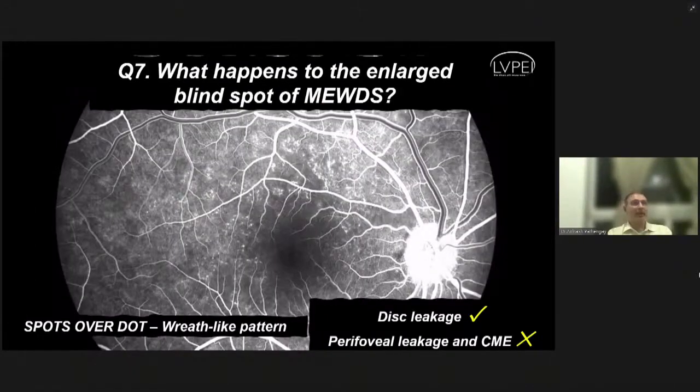So having spoken about arteritic ischemic optic neuropathy, let me drift away to an uncommon white dot syndrome, which is characterized by hyperfluorescence right from the beginning of the fluorescein angiogram. You can see the spots over the dots, classically described as wreath-like hyperfluorescence. And what happens in these patients is the disc would leak on fluorescein, but perifoveal leakage or cystoid macular edema does not happen in these patients.